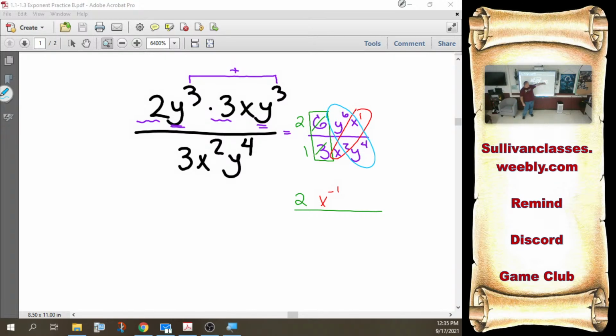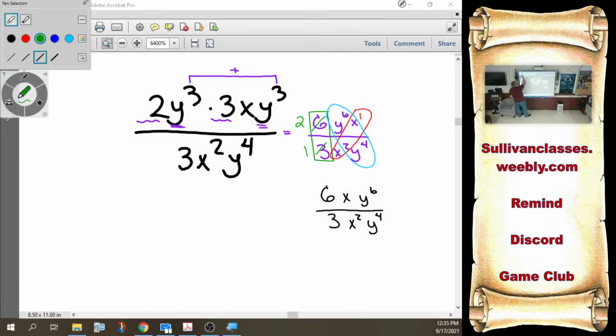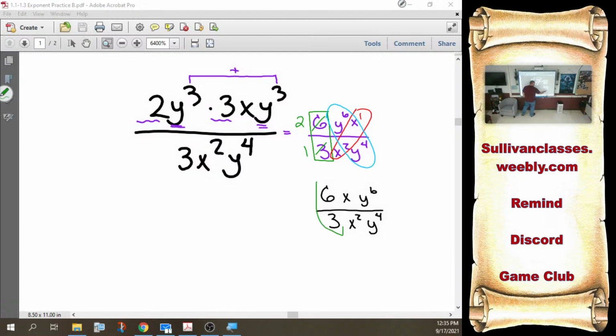So this is y to the 6th over y to the... This got weird because they were written kitty corner, right? So when that happens, there's nothing wrong with rewriting it. 6xy to the 6th over 3x squared y to the 4th. Rewrite it so it's cleaner, so it's easier, so it's not such a mess.